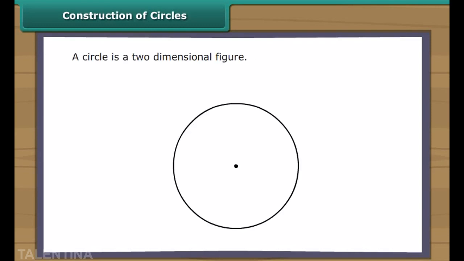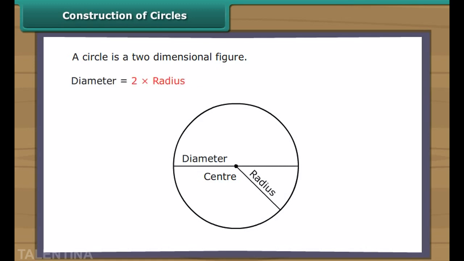Every circle has a center. The distance between the center and the boundary of a circle is known as its radius. The line segment through the center of a circle with its end point touching the boundary of the circle is known as the diameter of the circle. The diameter of a circle is twice its radius.